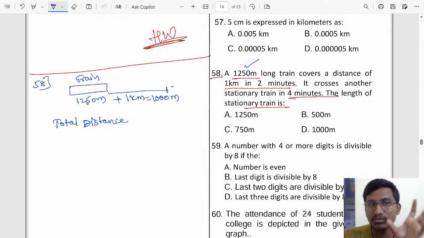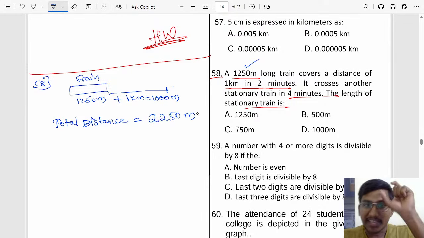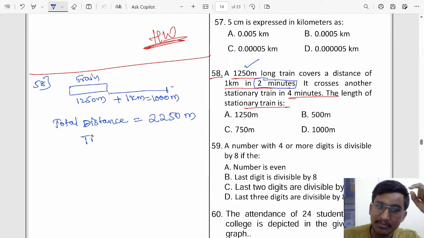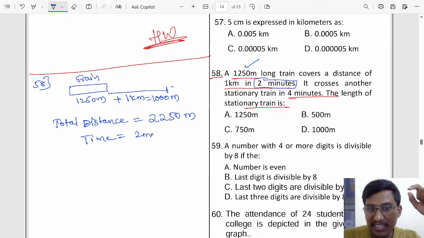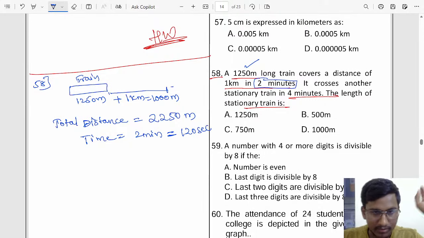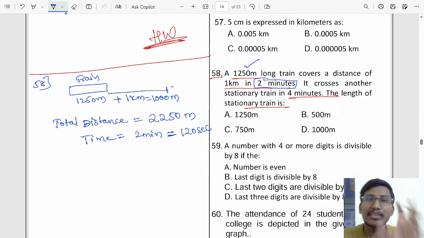1250 plus 1000 meter, that is 1 kilometer. So the total distance will be 2250 meter. That was crossed in how many minutes? 2 minutes. So time is 2 minutes. 2 minutes means how many seconds, students? Tell me. 120 seconds. So we have to find the speed now.